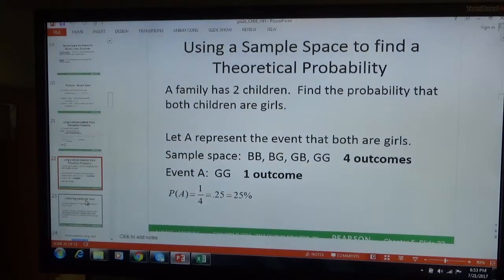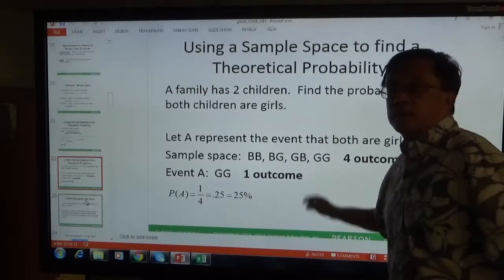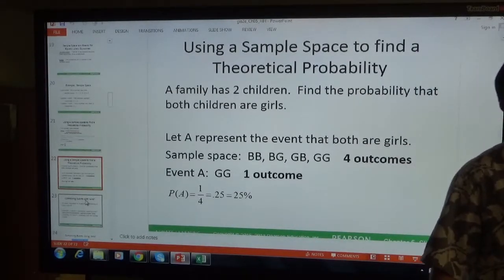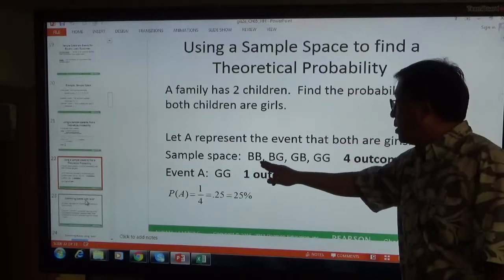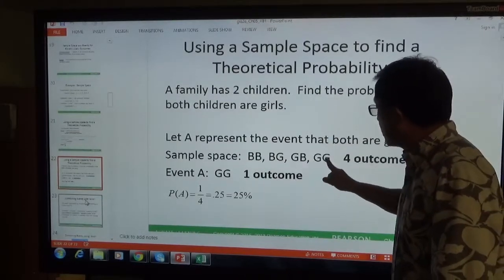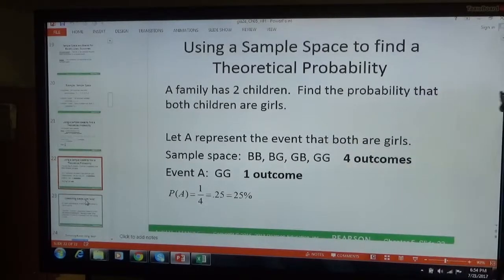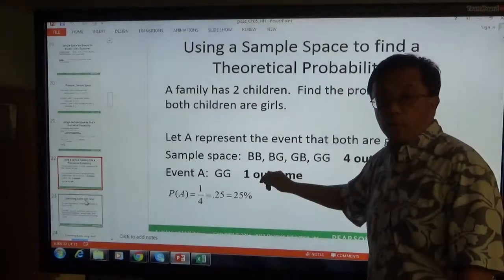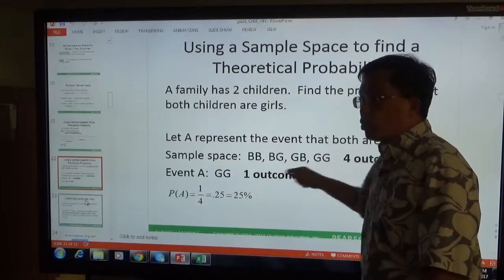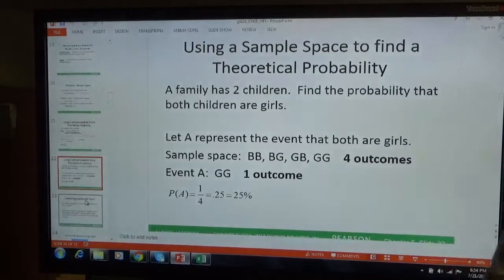If a family has 2 children, find the probability that both children are girls. So this is similar to the coins: head, tail. Boy, boy; boy, girl; girl, boy; girl, girl. Both are girls, that's one. There's only one possible out of the sample space, which is 4. One out of 4, which is 25%.